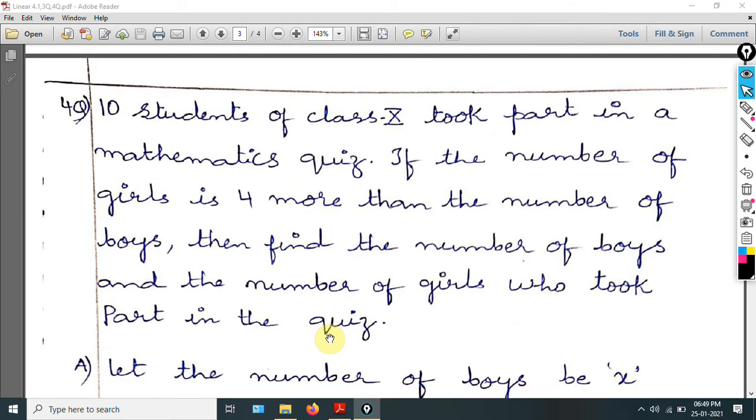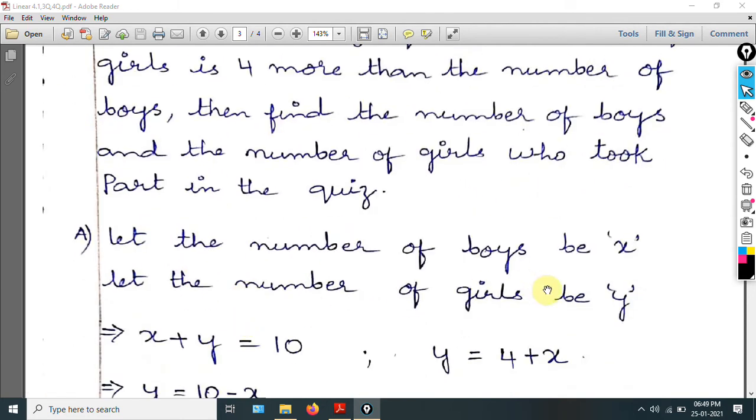Next, what condition did he give? If the number of girls is 4 more than the number of boys. So the number of girls is y. So we will get y equals 4 more than the number of boys. 4 more than means we should add 4 to the number of boys. How many boys are there? x. So we write plus x.